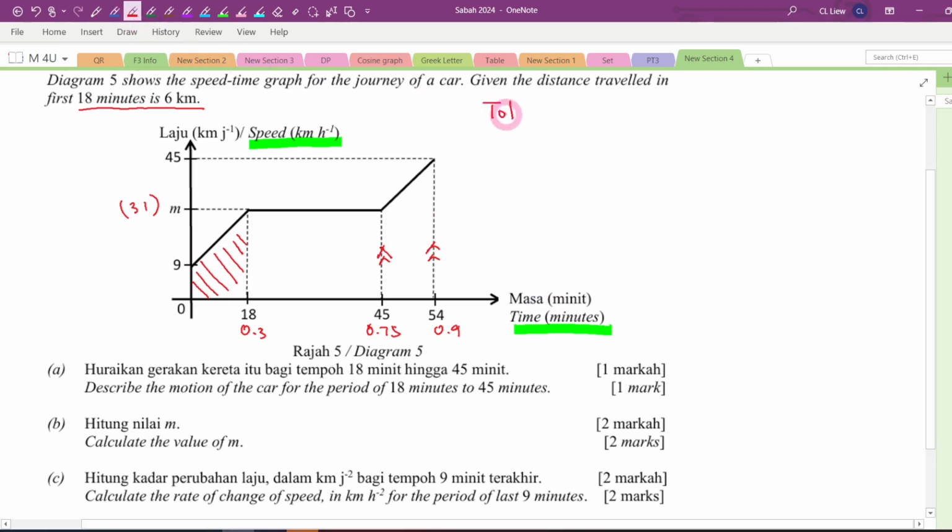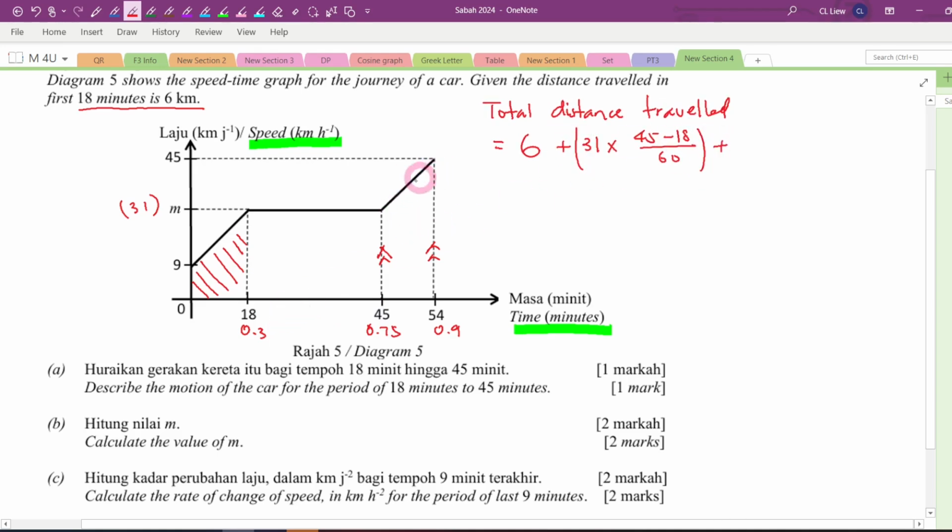Okay, total distance traveled. For this part, we don't have to find it anymore because we know it's 6 kilometers, given by the question. Okay, so this is a rectangle. 31 times 0.75 minus 0.3. If you don't want, you can do it this way: 31 times 45 minus 18 divided by 60. Why do we need to divide by 60? Because we want to change it to hours.